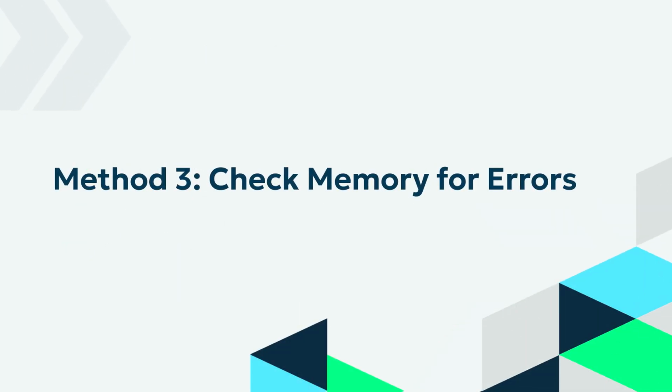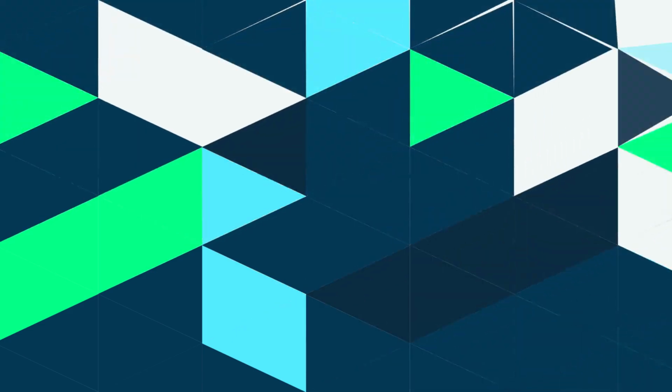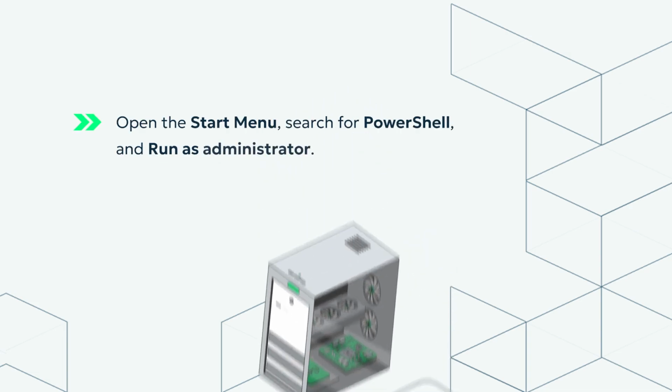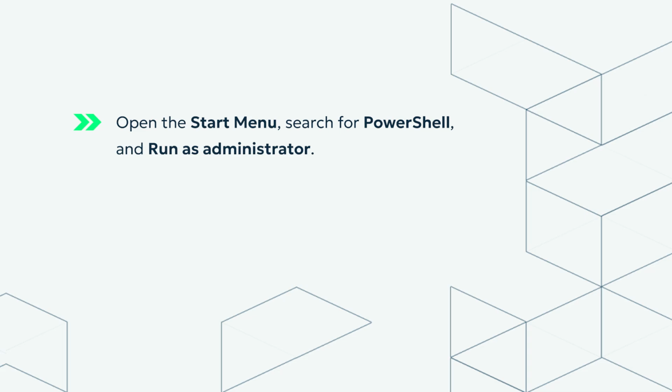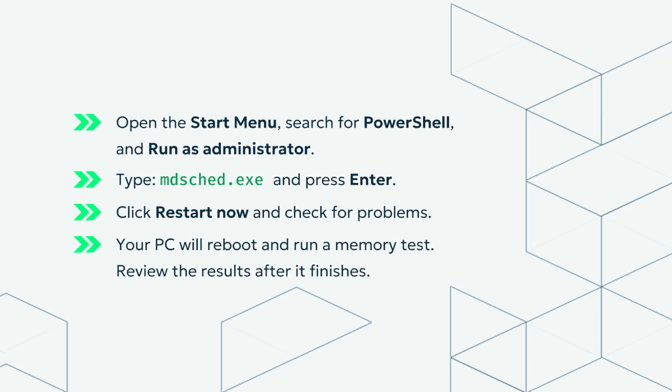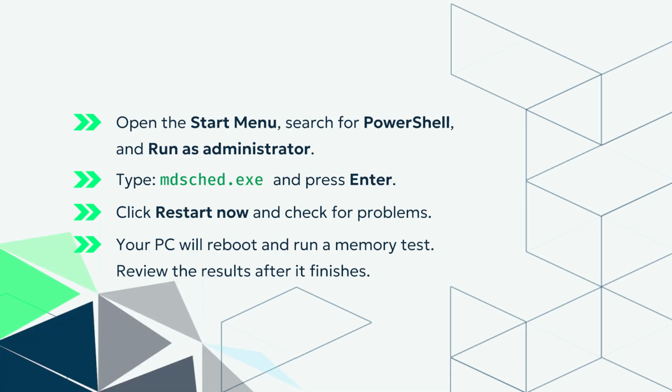Method 3. Check memory for errors. This method lets you restart your PC and check the memory. Review the results to confirm if the problem is memory related. Open Start menu, search PowerShell, and Run as Administrator. Type mdsched.exe and press Enter. Click Restart Now and check for problems. Your PC will reboot and run a memory test. Review the results after it finishes.